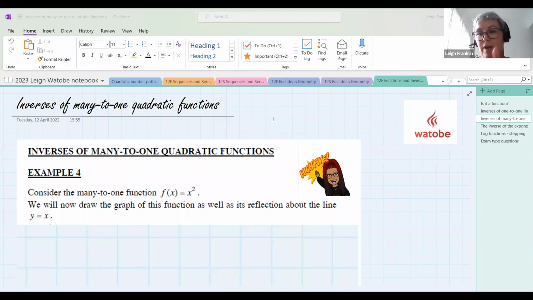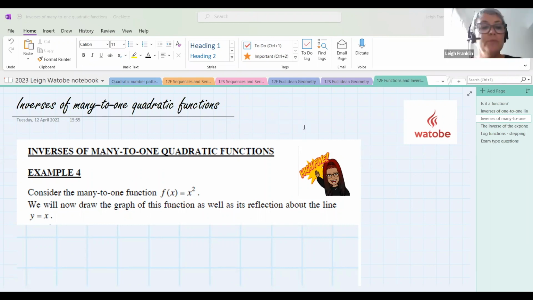We've had 2 lessons already on inverse functions. This is now our 3rd lesson. And what we're going to do today is start talking about the inverses of many-to-one quadratic functions. The first thing we are going to consider is our standard function f of x equals x squared, and we're going to talk about what happens when we reflect it over the line y equals x.